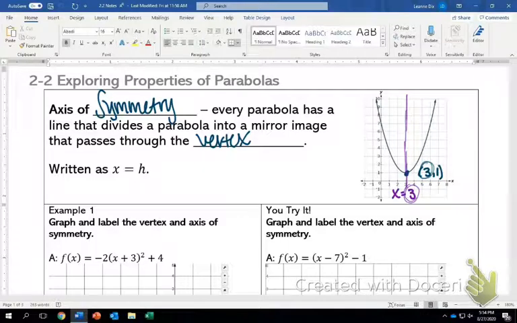And in fact, this is going to happen every single time. So below our definition, it says it's written as x equals h. And it has the letter h because your axis of symmetry will always be the first number from your vertex, or the h value. So this is what we're using, and just remember vertex is (h, k).